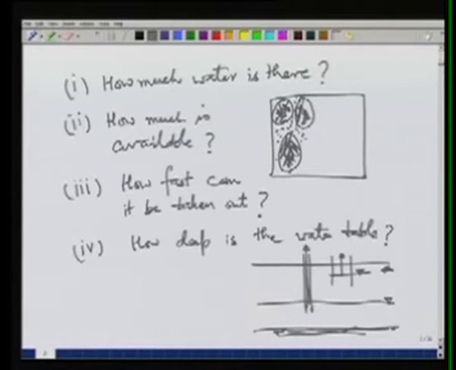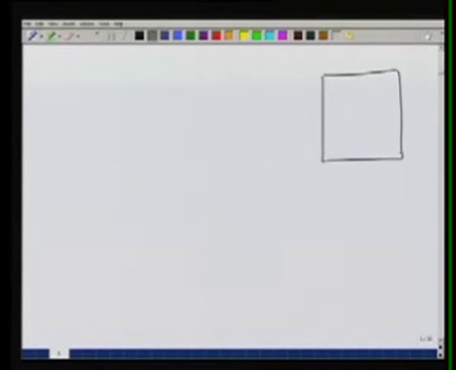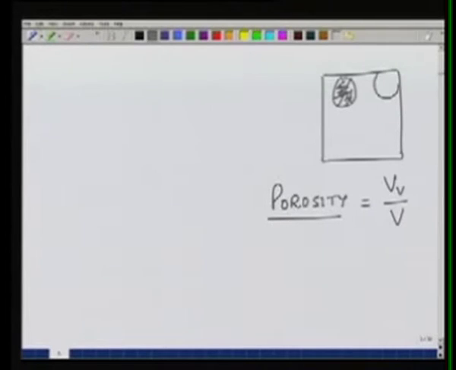So let's look at these things one by one. First, how much water is there? In soil mechanics, we have seen a term called porosity, which is defined as the ratio of the volume of voids to the total volume of the soil sample. So if this is the soil sample and the total volume of this sample is V, then we need to know what is the void space. We call that volume VV, and the ratio of these two is known as the porosity.